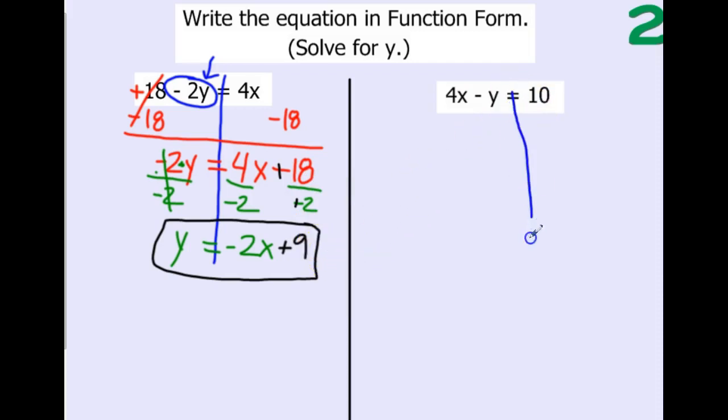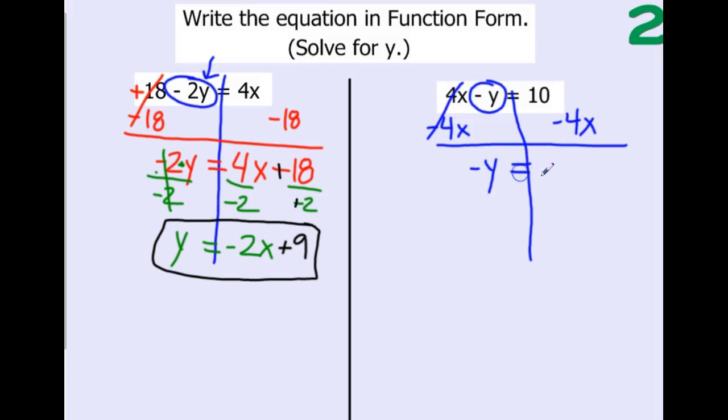Now this one, draw our line down. We want to get y all by itself, so I'm going to move this 4x. It's a positive, so I'm going to subtract 4x. Those eliminate. We have a negative y. And then write your x's first, remember, negative 4x. And then plus 10 because this is a positive.